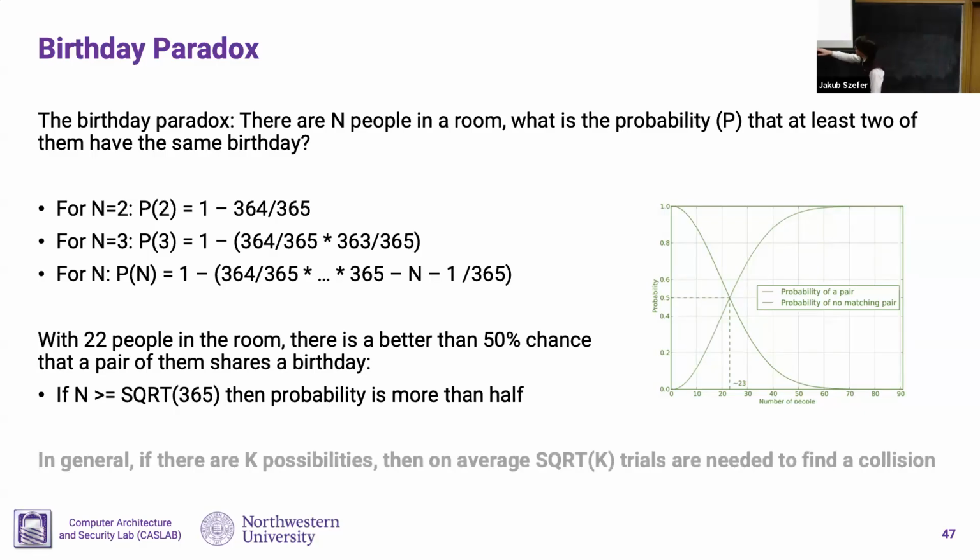So in general, this means that if there are some k possibilities, such as 365 days for the birthdays, there's an average square root of k. So you need to try a square root of k to find a collision. So if you have square root of 365 people in a room, then your chance of a collision is more than 50%.